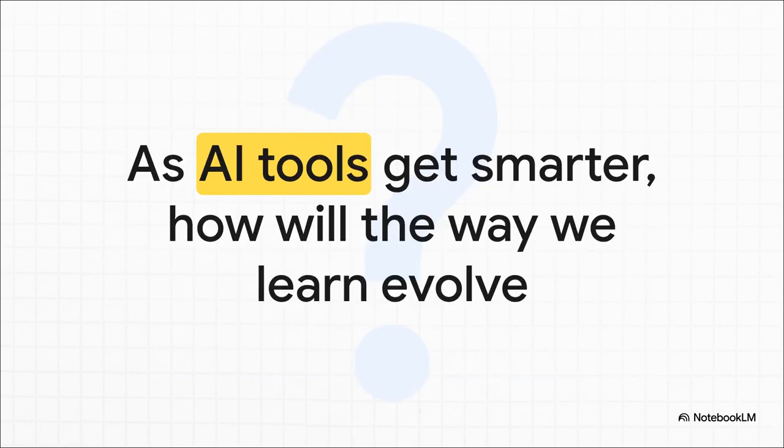And this all brings us to one last, much bigger question. Tools like this are really just the beginning. As AI gets smarter and becomes more and more a part of our daily lives, it's not just about reading faster. It's about fundamentally changing how we consume, process, and ultimately understand information. So, what's next for the way we learn? Definitely something to think about.